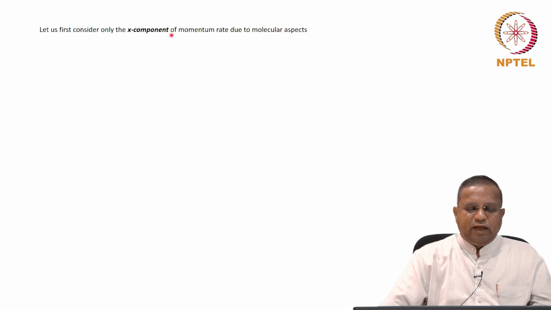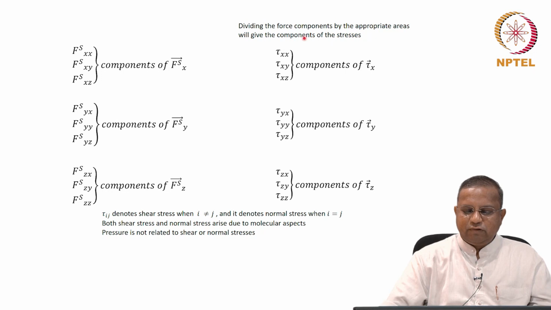Let us consider only the x component of momentum due to the molecular aspects. What we have written here is all the components, as we wrote for the convective contribution also. We are going to consider only the x component, tau xx, tau xy, tau xz, and then by extension, we are going to look at these two. They become very simple extensions later. This way, we need to worry only about 3 equations rather than 9 equations at a time, which can get confusing.